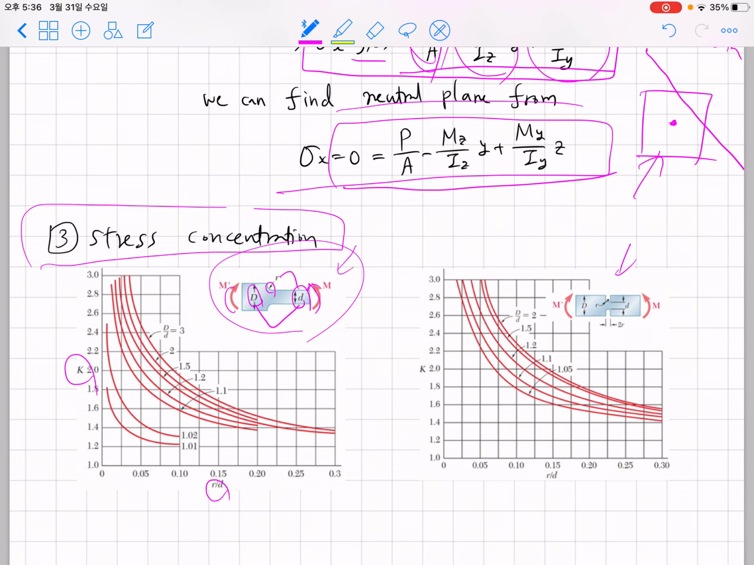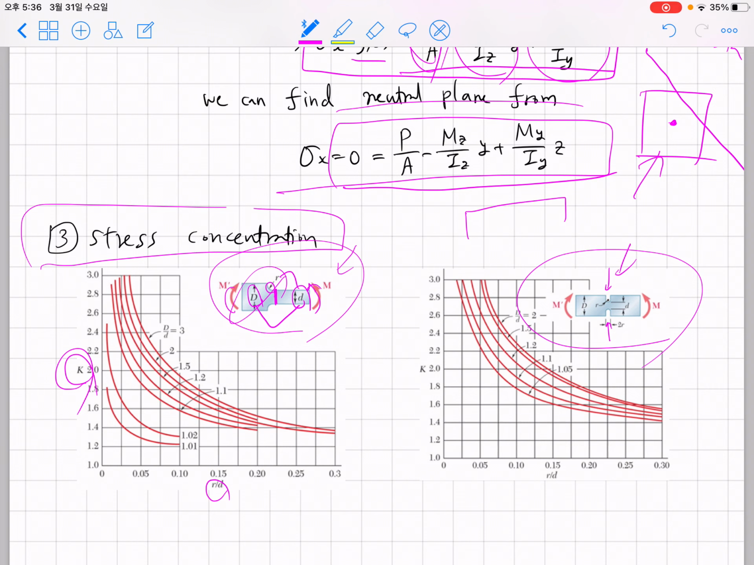Of course, you have to obtain your maximum stress at this section. After obtaining the maximum stress at this section without considering the stress concentration factor, you then multiply by K. And it's the same for here. Instead of having a change of height, you can have some small notches here. When you have this small notch, of course you can expect stress concentration.